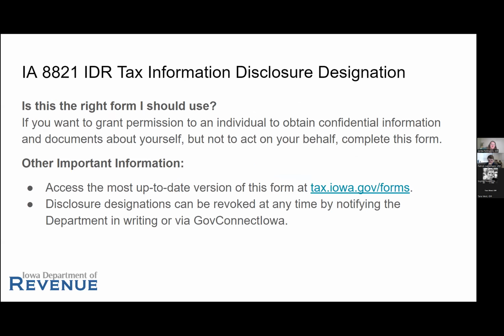So let's start with the Iowa 8821 form. So if you'd like for someone to be able to discuss your confidential tax information with the department, this would be the form to complete. The primary use of this form that we've seen is that it's for anyone that you want to discuss information with us. Some examples that we've seen include the ombudsman, legislators, or if you have administrative staff that are seeking a status update on the tax account. And ways to complete this form, you can complete it through GovConnectIowa, or you could submit a paper form. You can also revoke this form at any time the same way.